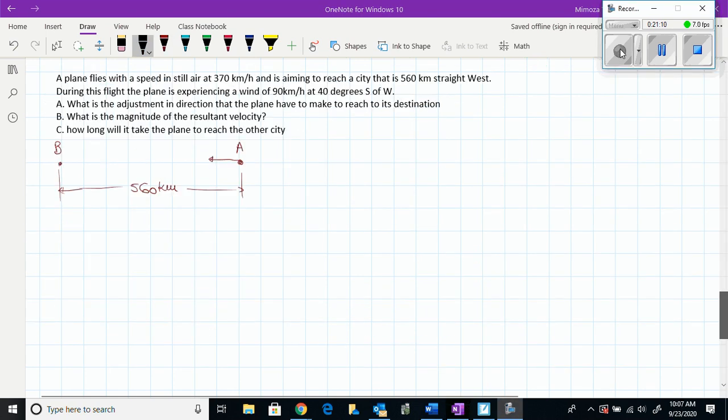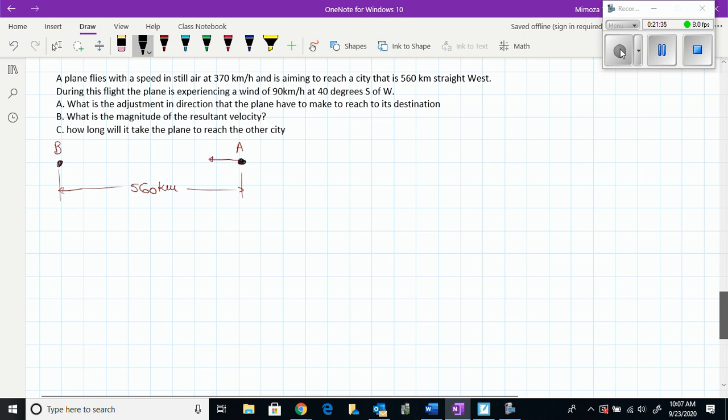Okay, so this is the last question. A plane is flying in still air at 370 kilometers per hour, and it is aiming to reach a city that is 560 kilometers west. So it is starting at city A, and then city B is straight west at 560 kilometers.